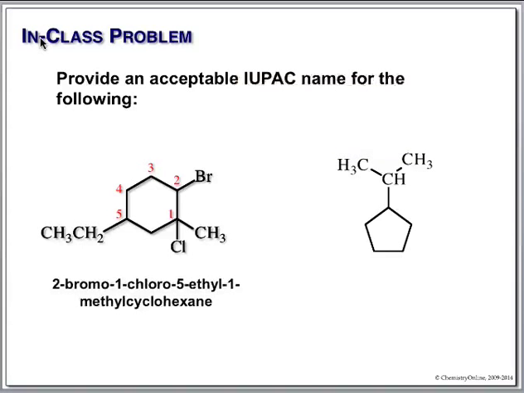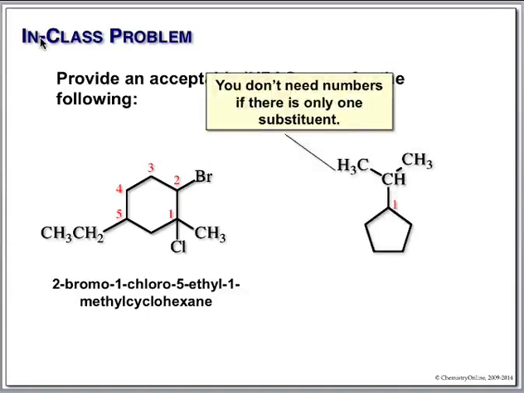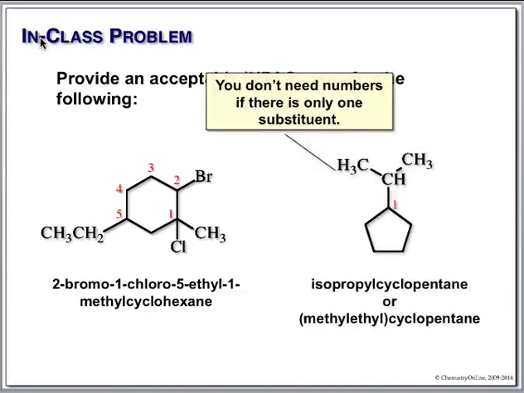Our cycloalkane here is going to be a cyclopentane, isn't it? As we write the name for this, because there's only one substituent, this is by definition going to be carbon one, but we don't include the one in the name. So if there's only one substituent, you don't have to number. All we have to do is say what the substituent is. We'll call this an isopropyl group, and we would simply write isopropyl cyclopentane or methyl ethyl cyclopentane.